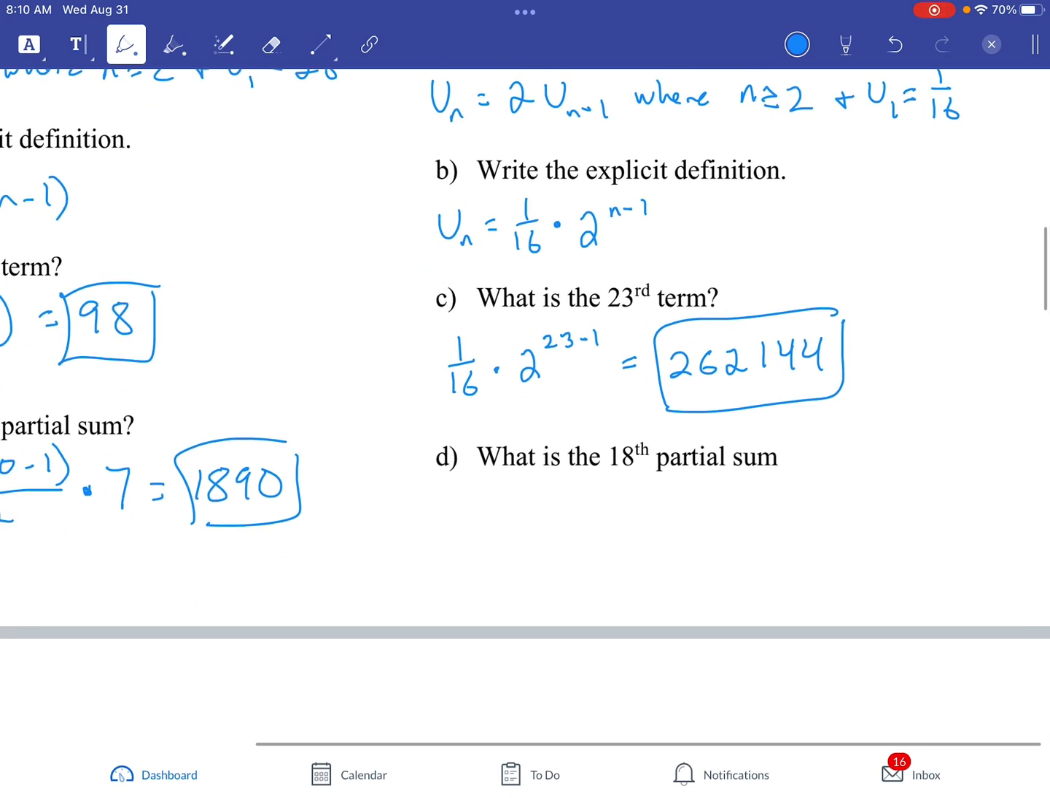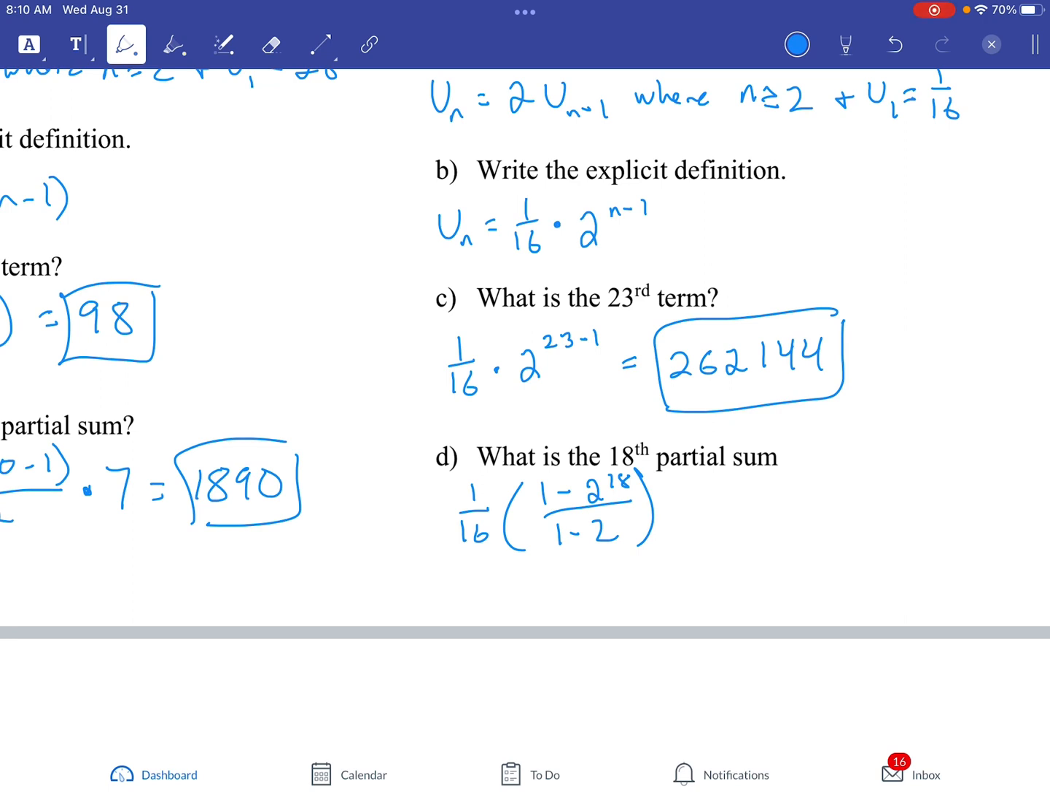And then the partial sum of this: 1 over 16 times 1 minus 2 to the 18th power over 1 minus 2. So 1 minus 2 to the 18th divided by -1 times 1 over 16. I'm going to make that into a fraction. That gives me 262,143 over 16. There we go. So far, so good.